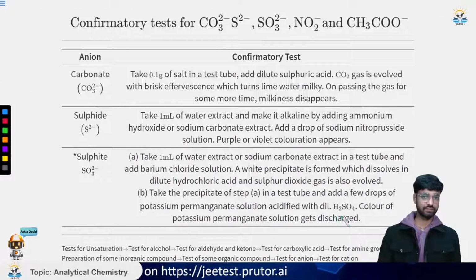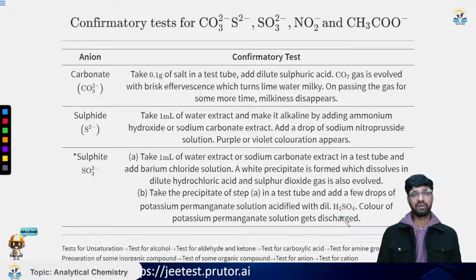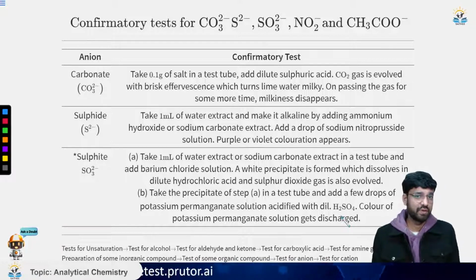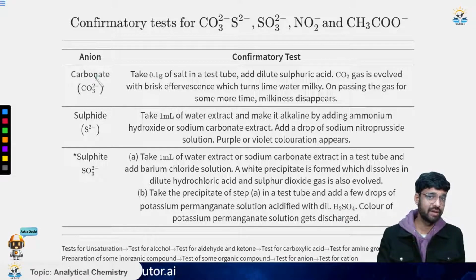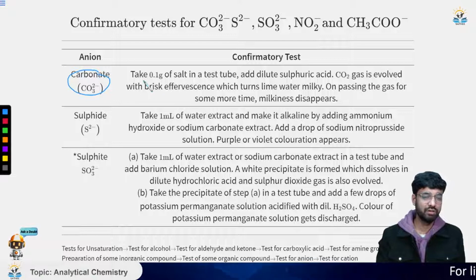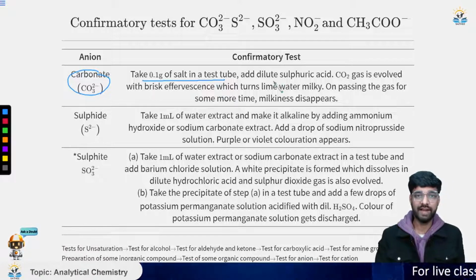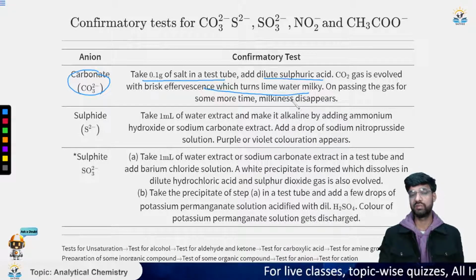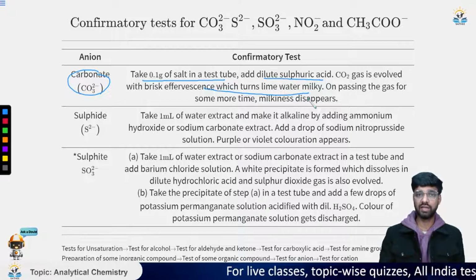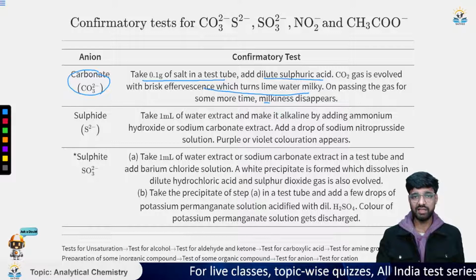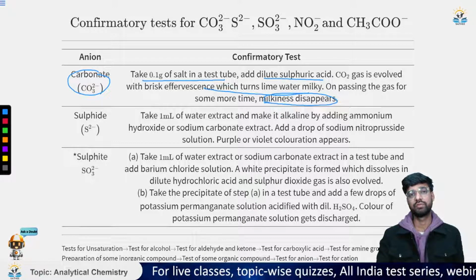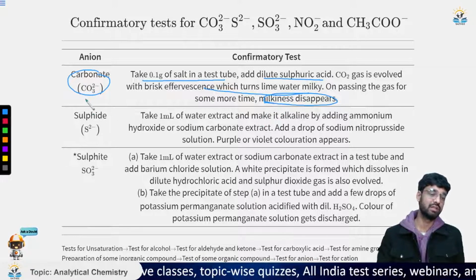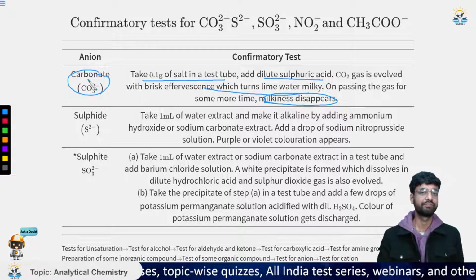Next, we have some confirmatory tests for the anions. The first one is for CO3 2-. Take 0.1 gram of salt in a test tube and add dilute sulfuric acid. CO2 gas is evolved with brisk effervescence, which turns lime water milky. This was the preliminary test. On passing the gas for more time, the milkiness disappears.